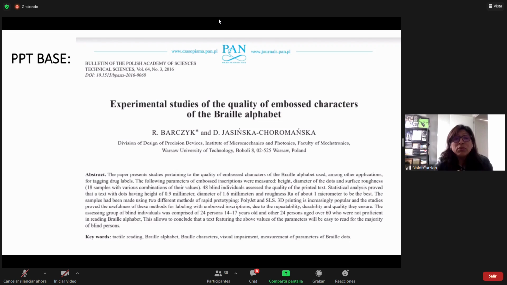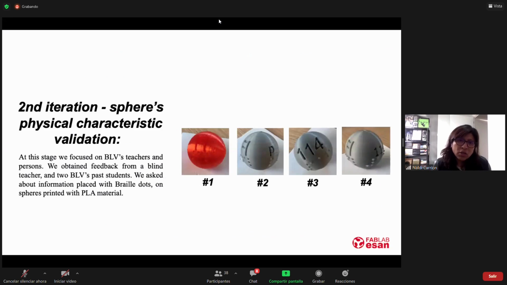Okay, we use as a base the experimental study that was undertaken by Barstick, that is related with the embossed characters of Braille alphabet. They already proved specific characteristics or features in terms of the dots, the Braille dots. So we use that information to emboss the Braille alphabet into the spheres to contain information regarding the chemical elements.